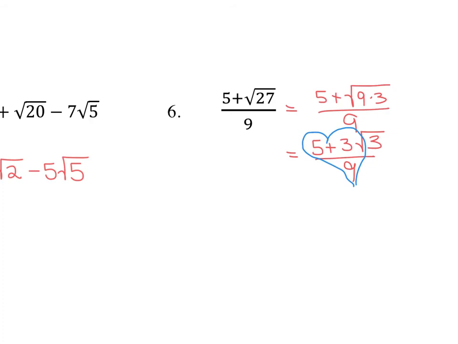So because 5 and 3 and 9 have nothing in common, I leave my answer as is. Because the 5 in the numerator doesn't have a radical 3 next to it, I can't combine it with that 3 root 3. That does not become 8 square roots of 3 because 5 does not have that radical.